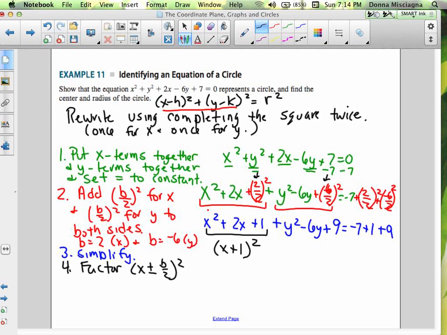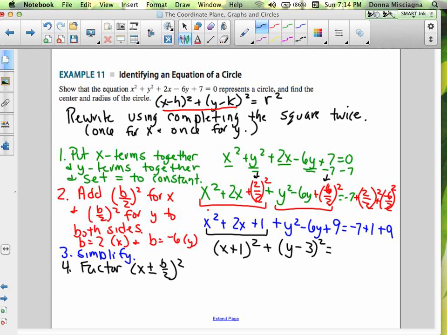So it's just like when we were completing the square, we're just doing it twice. Instead of solving for a quadratic, we're just rewriting the equation of a circle. We're going to do the same thing for the y's. So this one's going to be y minus, because that b is negative. And half of 6 is 3. It's also the same thing that we squared.